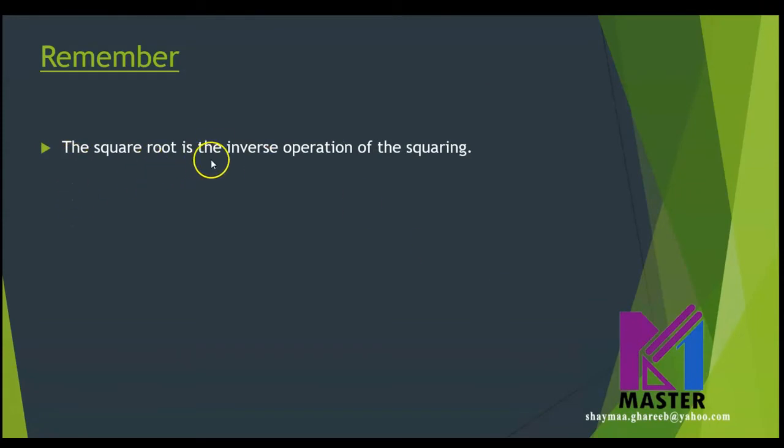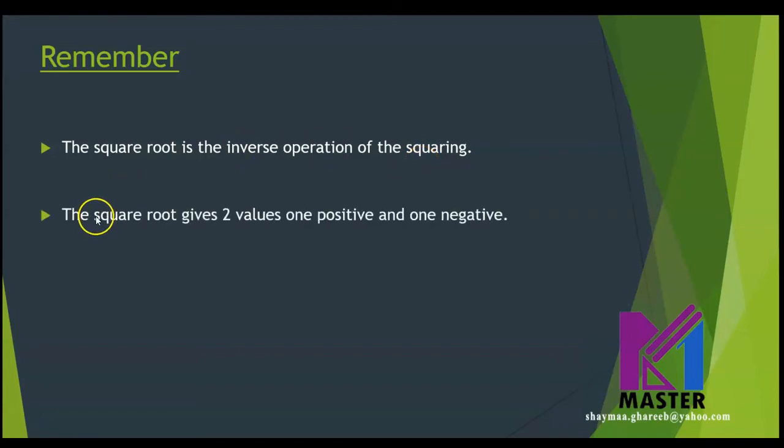The square root is the inverse operation of the squaring. And we said the squaring, do you remember what is the squaring? When we multiply the number by itself to get a square number. The square root gives two values, one positive and one negative.